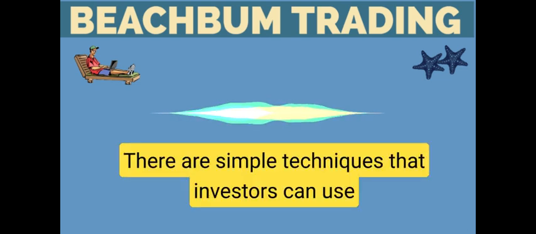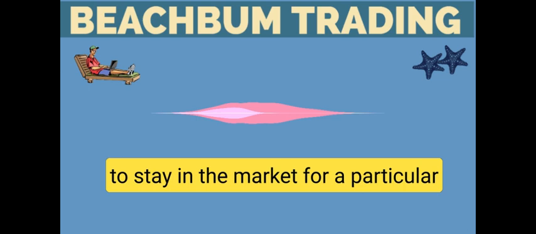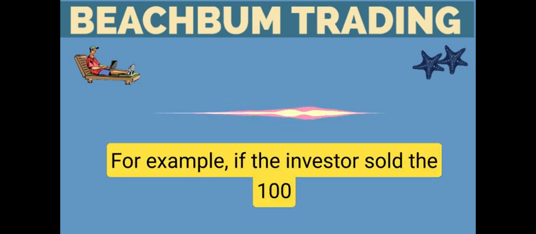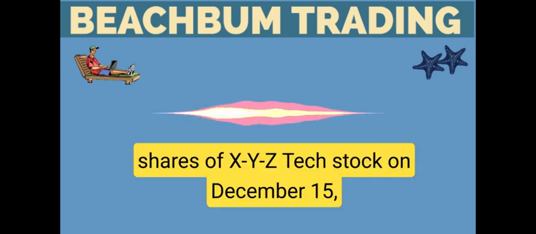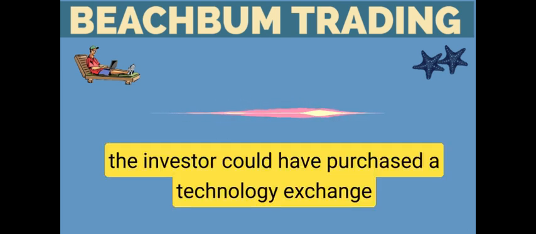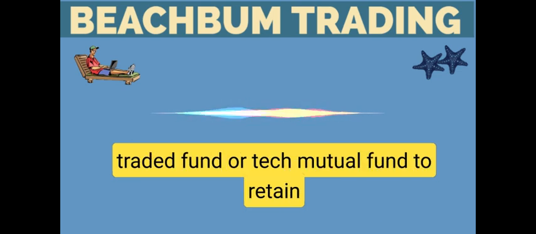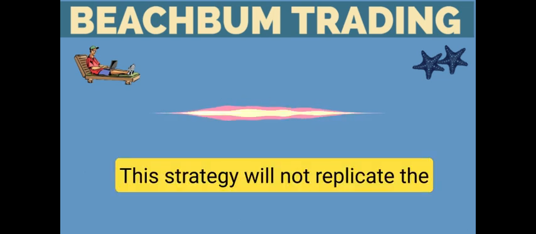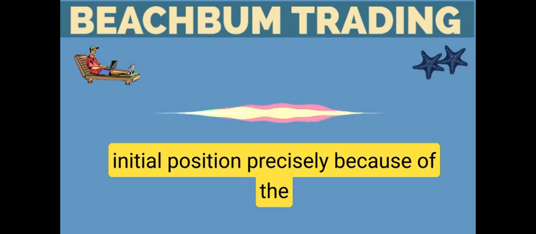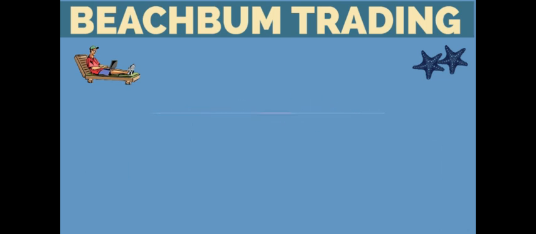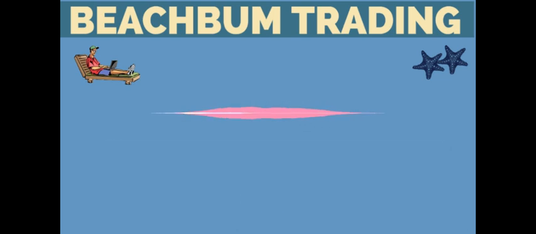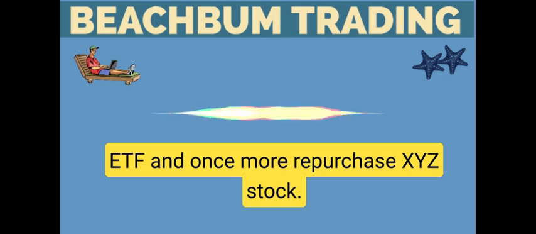Can you avoid the wash sale rule? There are simple techniques that investors can use to stay in the market for a particular security until the wash sale period has expired. For example, if the investor sold the 100 shares of XYZ tech stock on December 15, the investor could have purchased a technology exchange-traded fund (ETF) or tech mutual fund to retain some holdings in the technology sector. This strategy will not replicate the initial position precisely because of the different financial instruments involved. If desired, when the 30-day period passes, the investor can sell the mutual fund or ETF and once more repurchase XYZ stock.